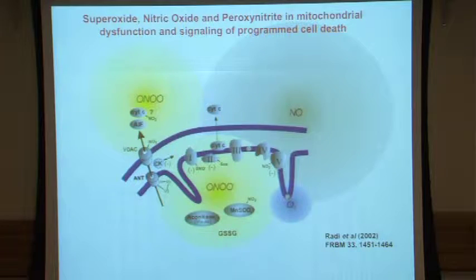Mitochondria is a central focus of nitrating species because mitochondria, as we said, is continuously forming superoxide. And nitric oxide diffuses into the mitochondria very easily, is hydrophobic, it crosses the membranes very fast, and nitric oxide and superoxide react with each other and form peroxynitrite. And what peroxynitrite does, among other things, is to nitrate the manganese superoxide dismutase.